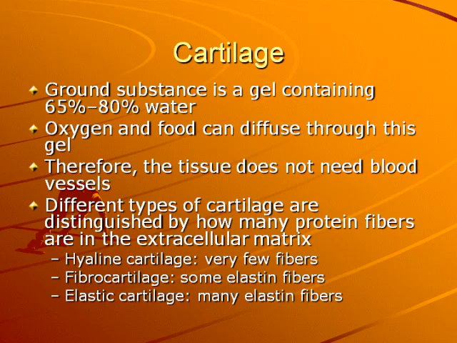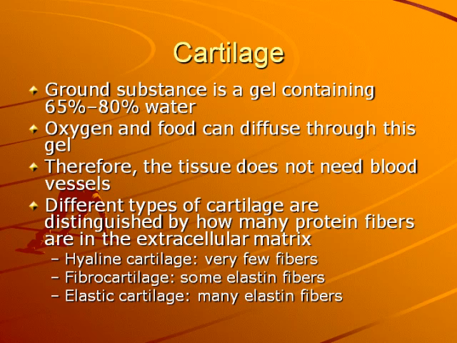Let's start here with cartilage. Cartilage is pretty flexible, has a strong weight-bearing capacity. The ground substance of cartilage is a gel that is about 65 to 80% water. In the cartilage, oxygen and food can diffuse through that gel, so cartilage does not need to have blood vessels. It can get the nutrients that it needs without blood flow.